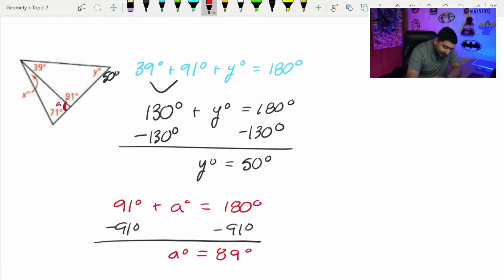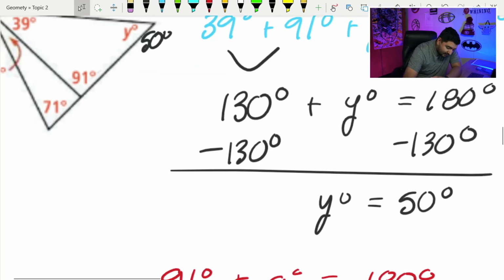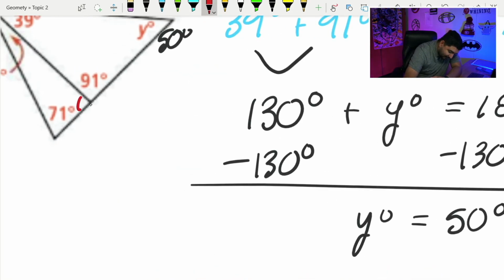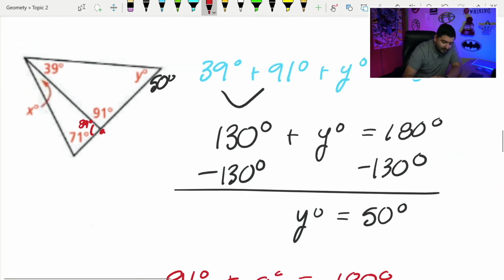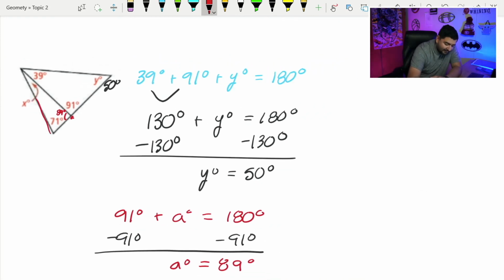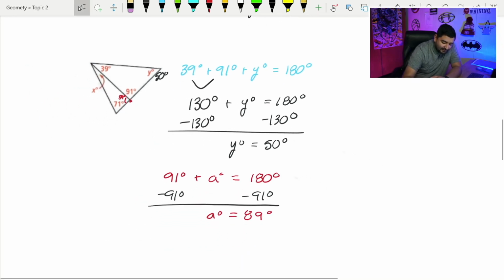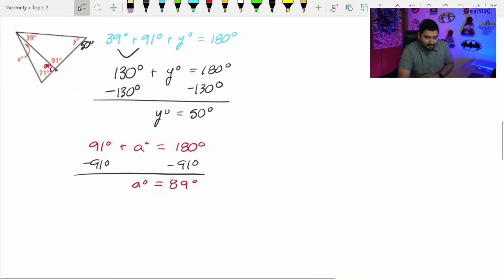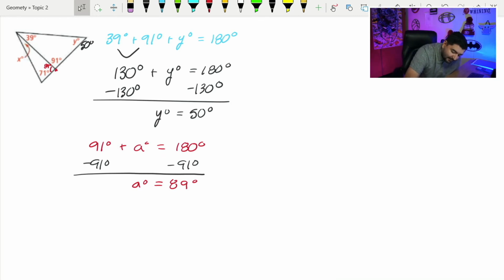So now we know this angle. We found that angle A is actually 89 degrees. And now that I have two of the three angles in this triangle in which x is included, I can use that to help me find the value of x. So we'll go ahead and write that off to the side.